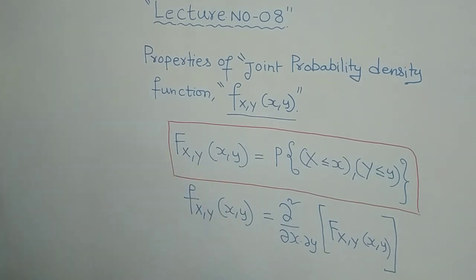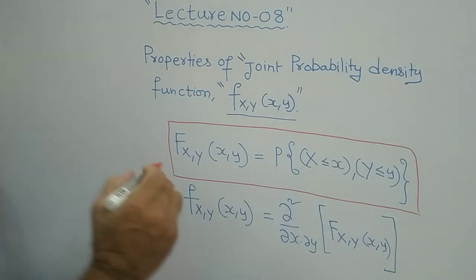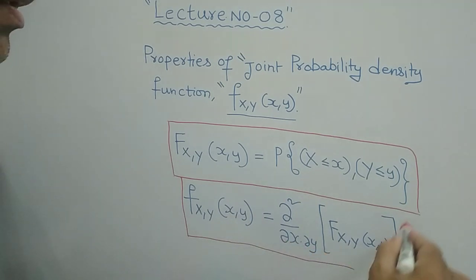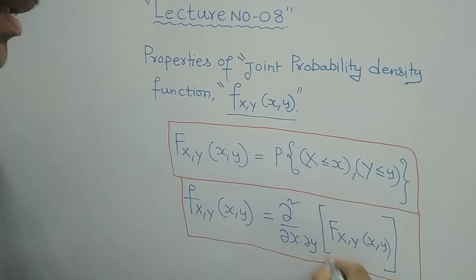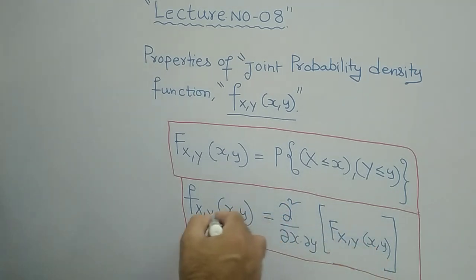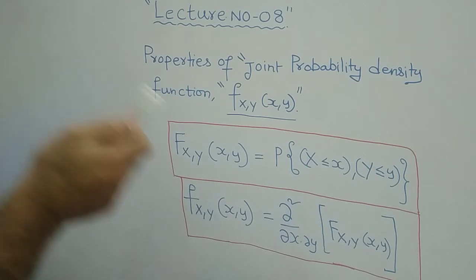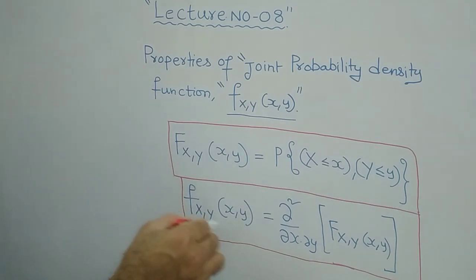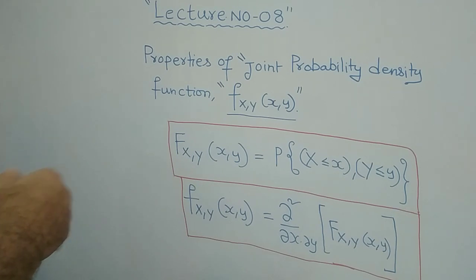Remember that. So small f of x y is nothing but the derivative of the distribution function. Therefore, the derivative of the distribution function is your density function. In the last presentation, we also saw some of the properties of the distribution function. Now we will see some of the properties of this density function. What are the properties that the joint density function satisfies? Let us see one by one.